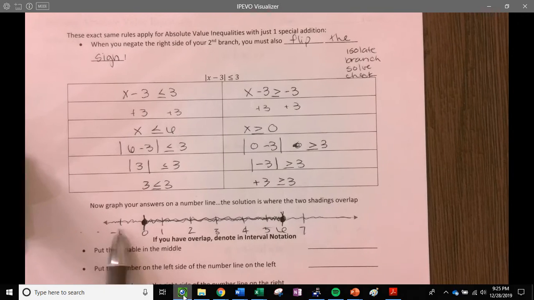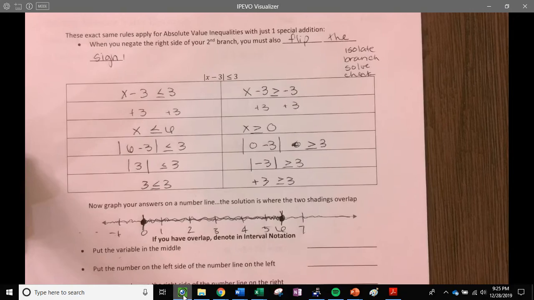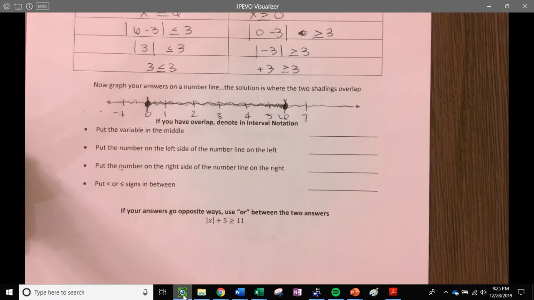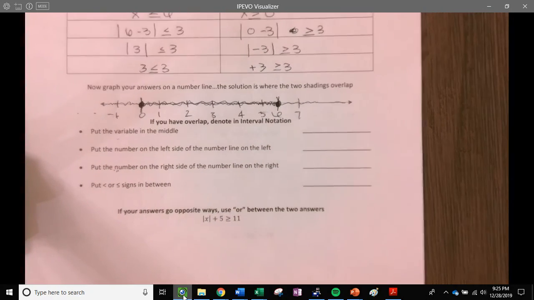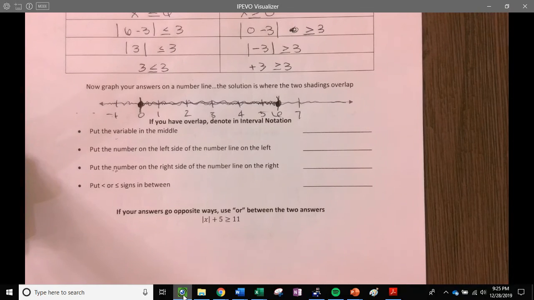So if you're ever just shown a picture of just a number line and asked what is the solution to these two inequalities, that's how you figure it out. You don't have to do any actual math. You just have to look and see where everything overlaps. So if you have an overlap, we can write that in what is called interval notation. And interval notation looks complicated, but it's super easy when you know what goes into it.